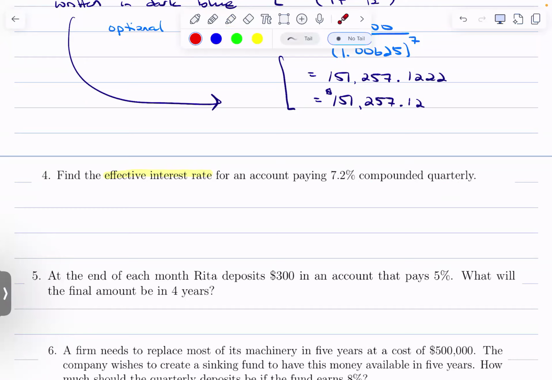Now, I will point out that effective interest rates will always be pretty similar to the rate that's given. So if you are finding something like 9%, something went wrong. I'm expecting it to be around 7.2. Right, 7.1, 7.3, those are okay. Maybe even 7.5, but anything beyond that would probably be wrong.